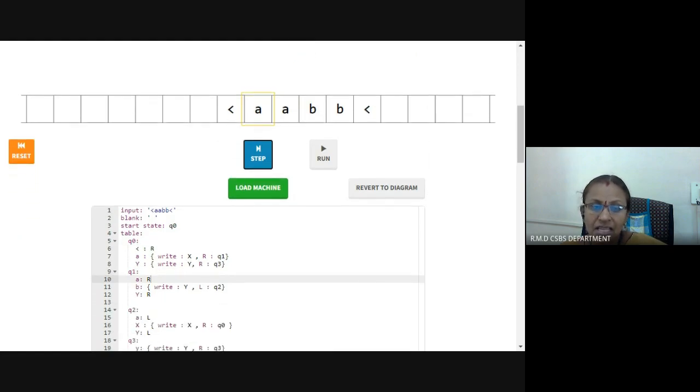Next, when it is in q1 and I encounter a, I am not going to change anything. I'll just move right. That is what is being done here.